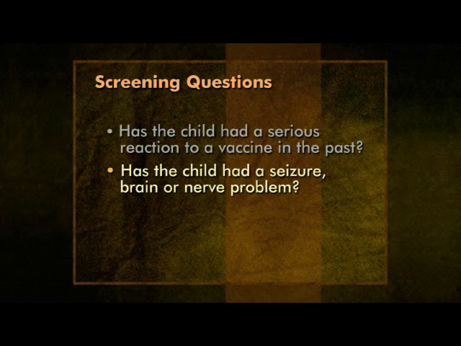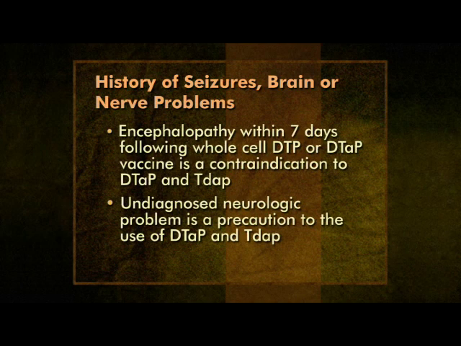There are other adverse reactions that might have occurred following vaccination that create contraindications or precautions to additional doses. We will discuss these in more detail when we talk about the individual vaccines. The fourth question is, has the child had a seizure, brain, or nerve problem? A history of encephalopathy within 7 days following whole-cell DTP or DTaP vaccine is a contraindication to DTaP and Tdap. An undiagnosed neurologic problem is a precaution to the use of DTaP and Tdap.